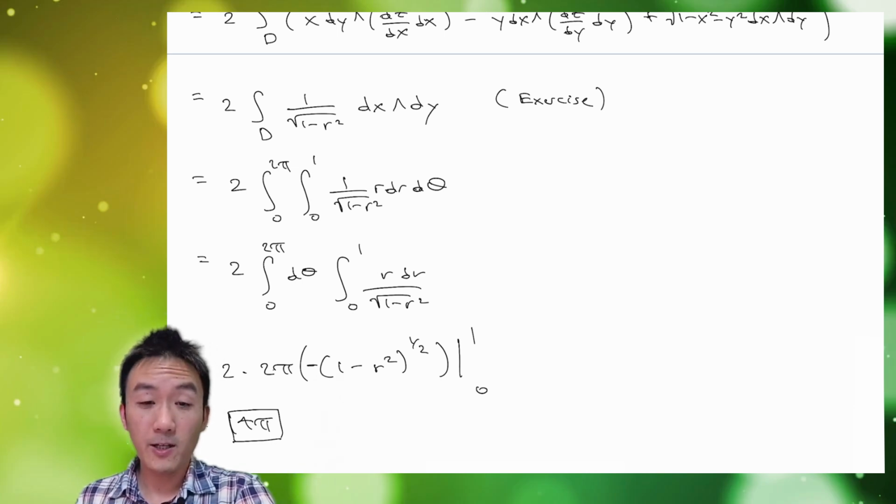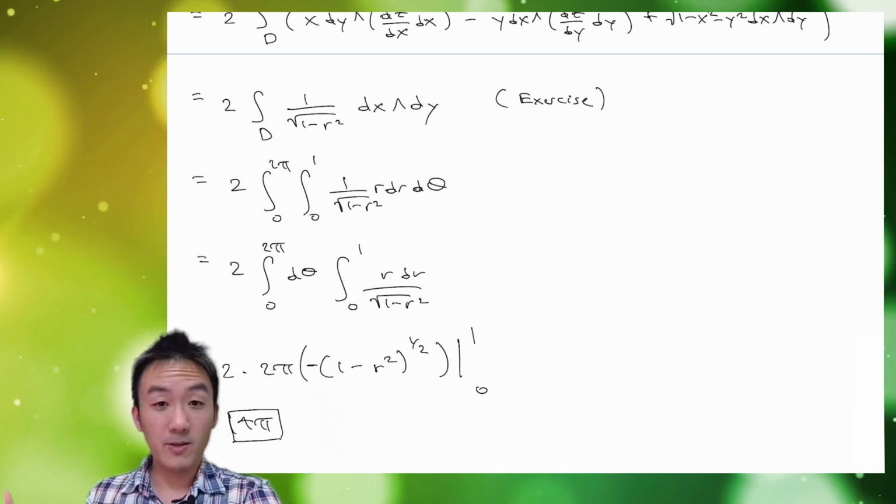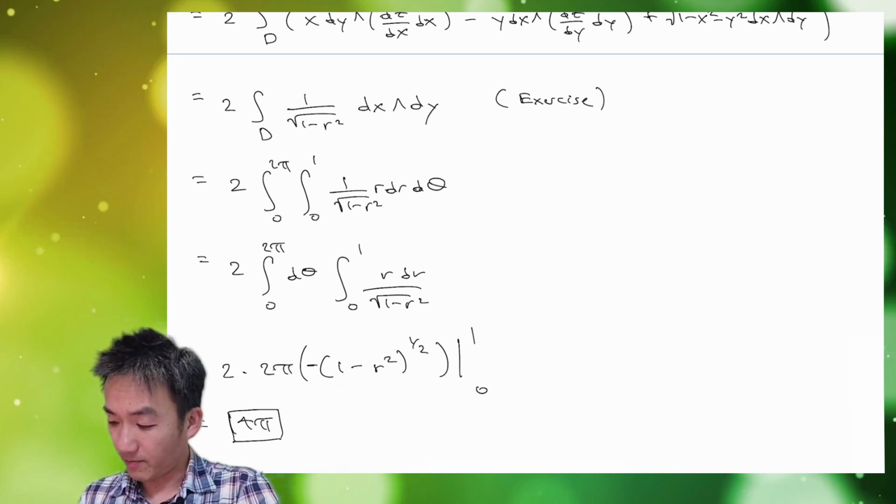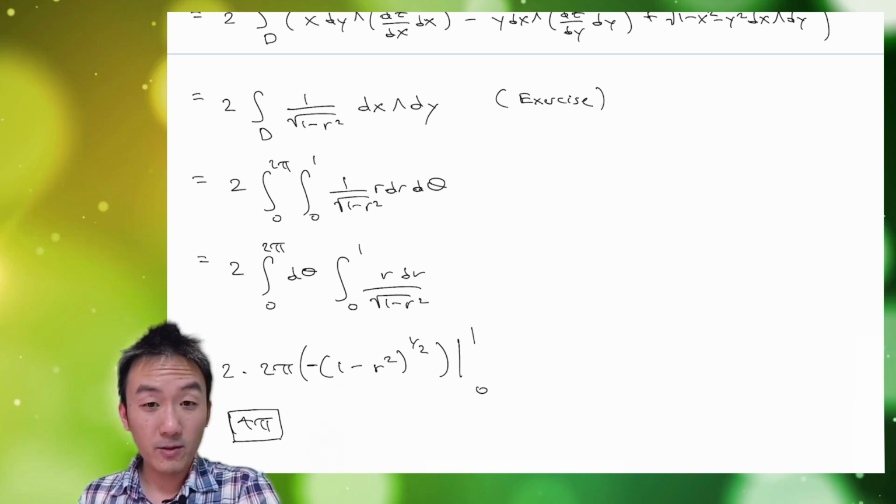And by homogeneity, if the sphere has radius r, then the surface area is 4 pi r squared. Okay, so this confirms that we did our setup of the integration correctly. We recovered the area of the sphere.